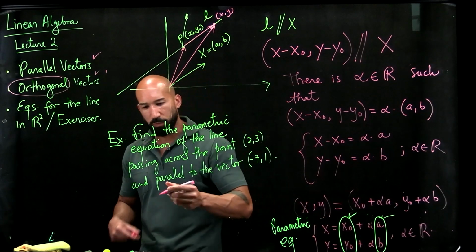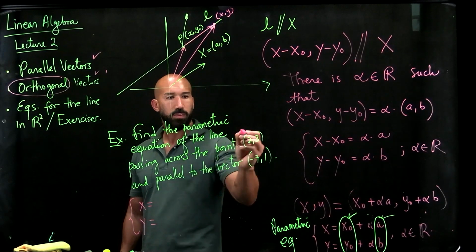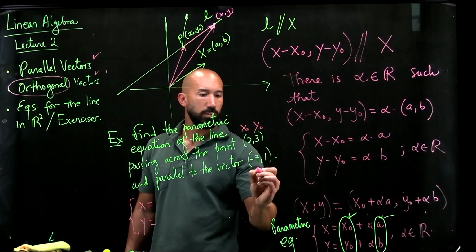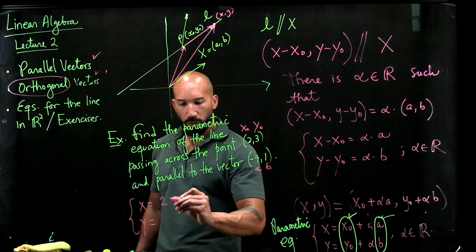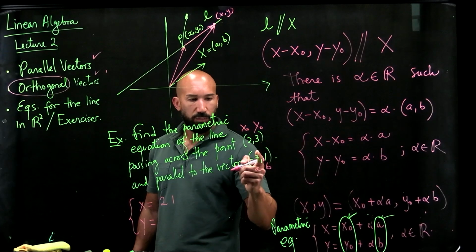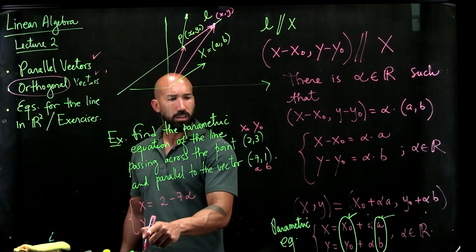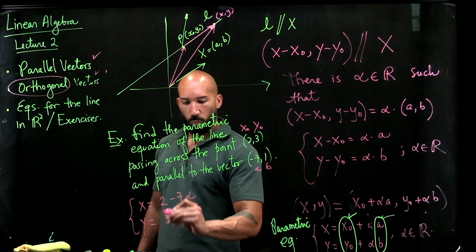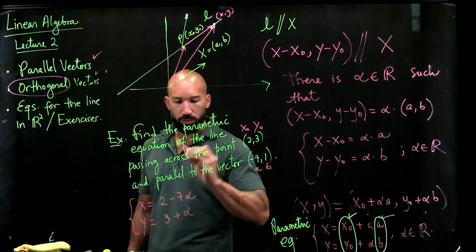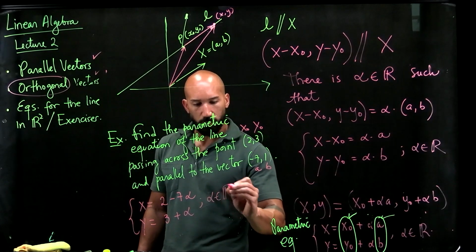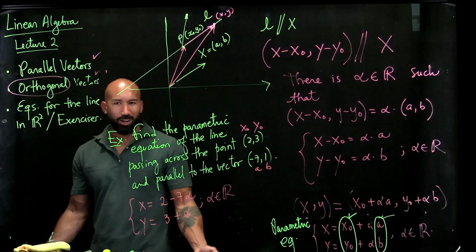Choose the one that you prefer. I will use the second one. What is x0? This is x0, this is y0, this is letter a, this is letter b. So x is equal to 2 plus alpha times a, which is negative 7, so minus 7 alpha, and y is equal to y0, which is 3, plus alpha times b, b is 1, so plus alpha, and alpha is a real number. This is the parametric equation of this line. We'll leave it that way. No problem.